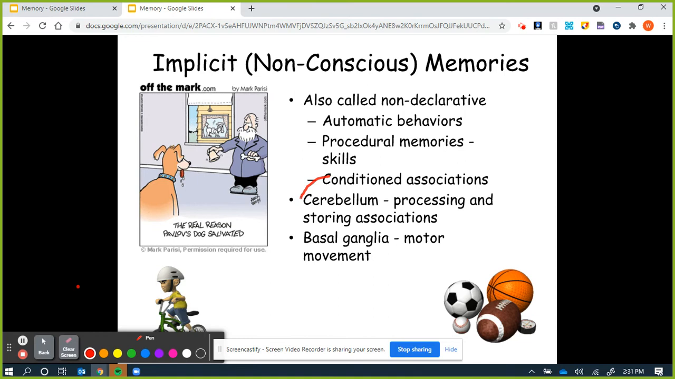But we've never even talked about that. So if you're asked about the basal ganglia, then just guess. Okay, so explicit, things we know. Implicit, things we can do.